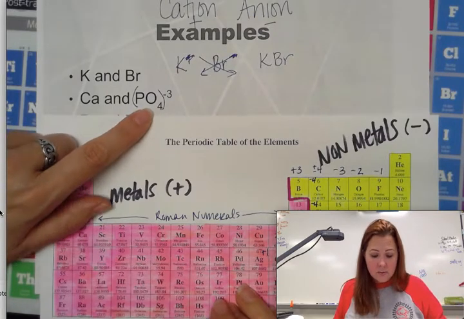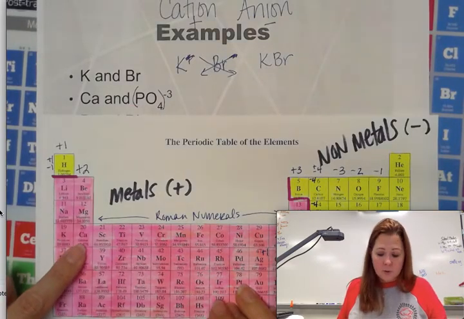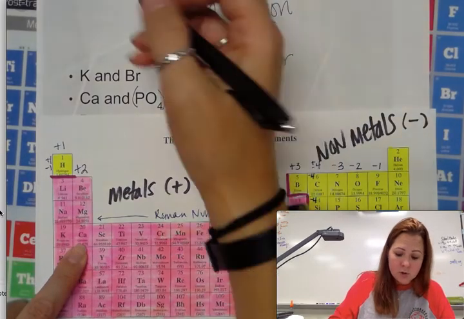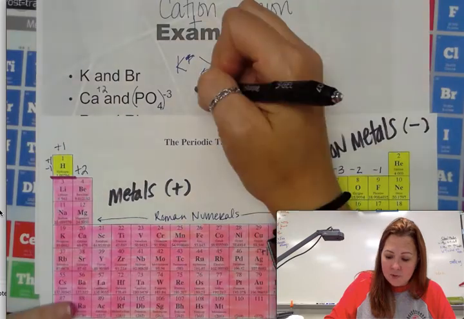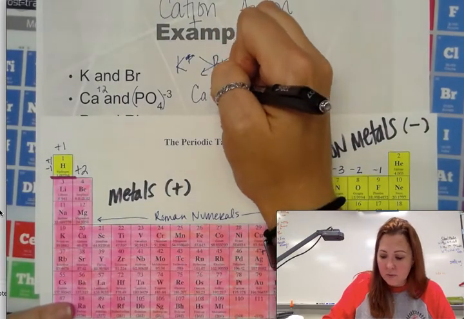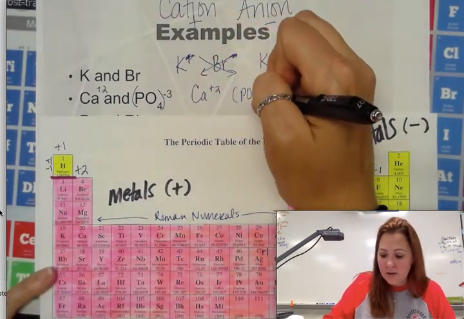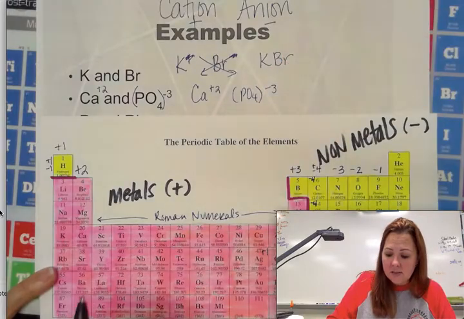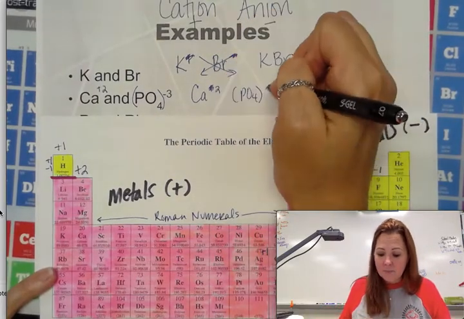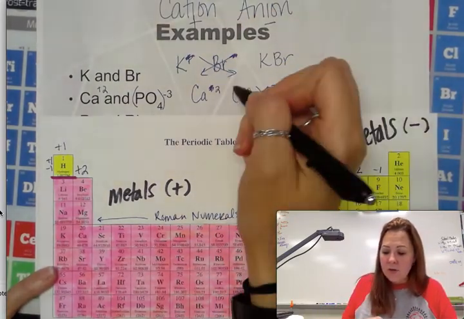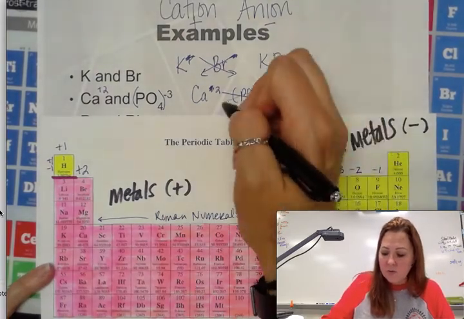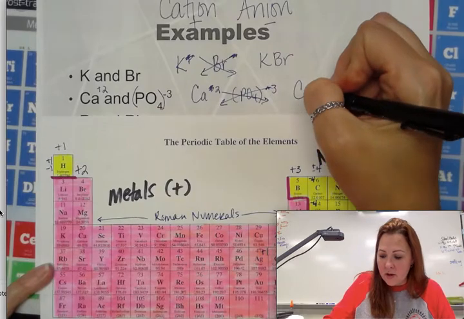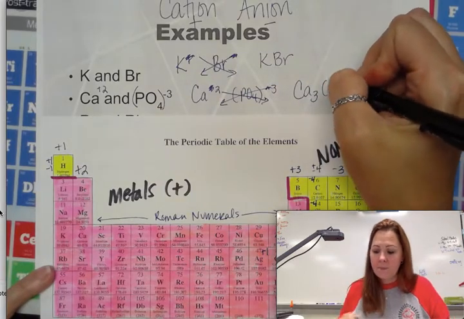Now calcium on the periodic table lives in group number 2, so it has a +2 charge. So when I go to write this out for my swap and drop, you have Ca +2, PO4 -3. Again, the plus and the minus disappear. The 2 swaps over here outside of the parentheses. The 3 swaps over here to make it Ca3(PO4)2.